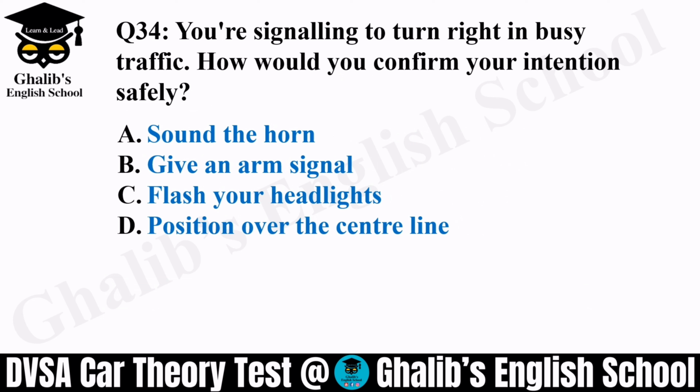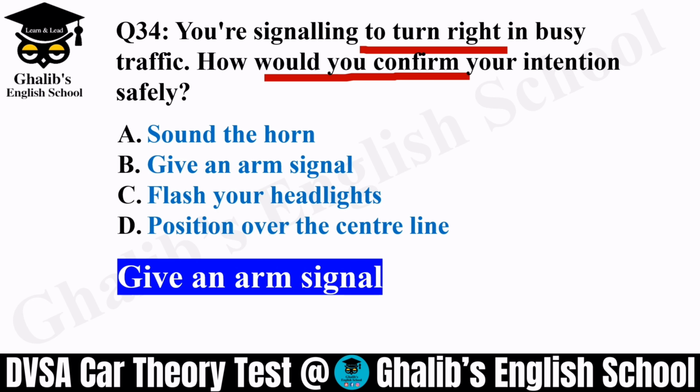Question 34. You are signaling to turn right in busy traffic. How would you confirm your intention safely? So what's the best way of confirmation? How can you confirm? Sound the horn, give an arm signal, flash your headlights, or position over the center line. The correct option is give an arm signal. So if it's too busy, too much congestion, and you want to turn right with the right indicator, you have to give an arm signal also.